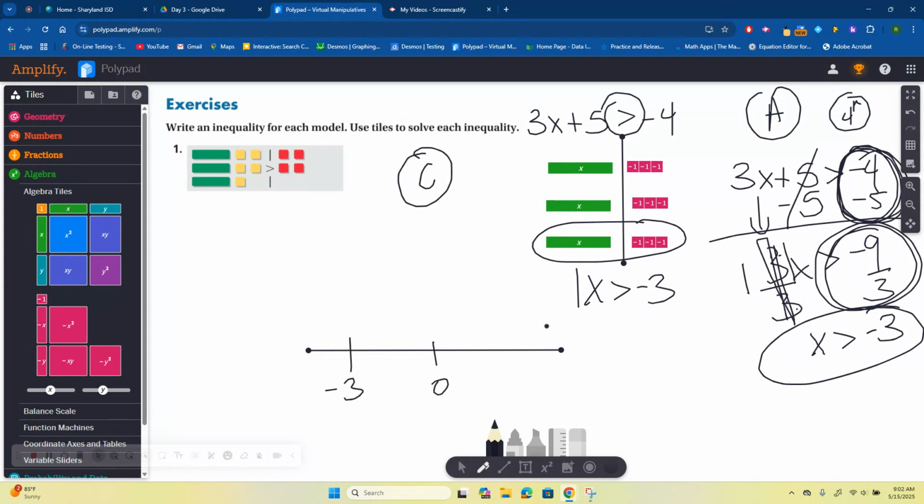Here is 0. Here's -3, and then x is greater than that -3. So it's going to be open, and we're going to shade to the right. And there you go. Puro potato con gravy.